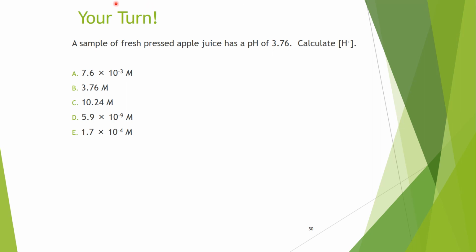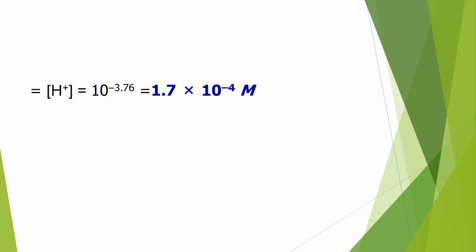Let's try another one here. Given a pH of 3.76, what's the H plus? Okay, so this could be H plus or H3O plus. This one is simple. All you're going to do is take 10 to the minus 3.76. And you get 1.7 times 10 to the minus 4th.